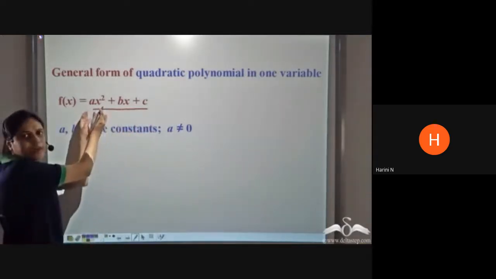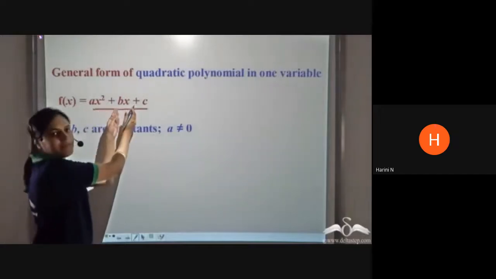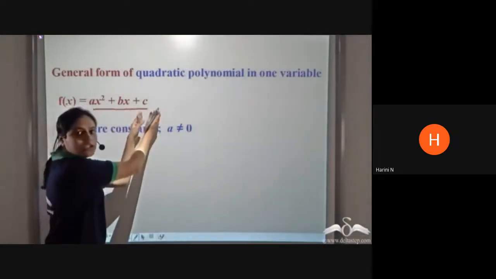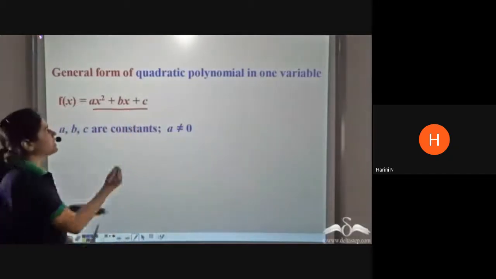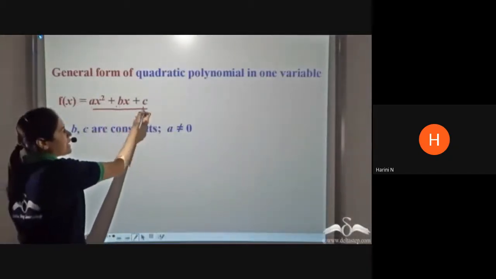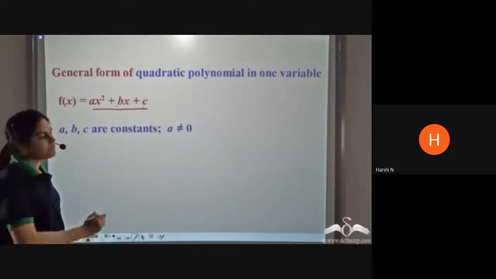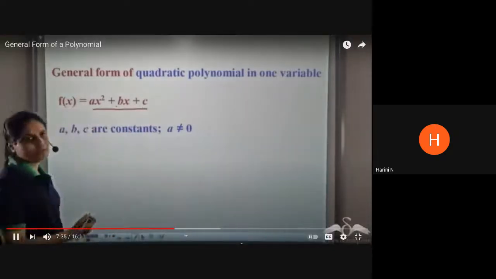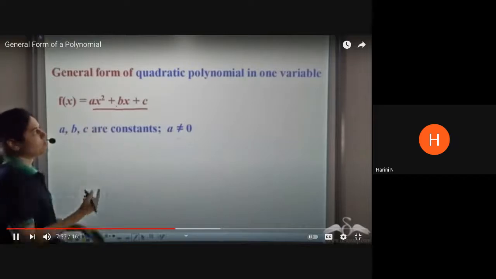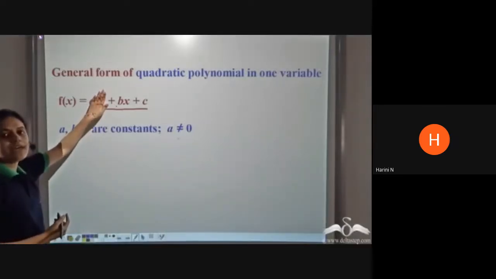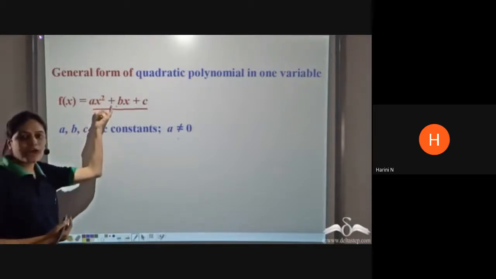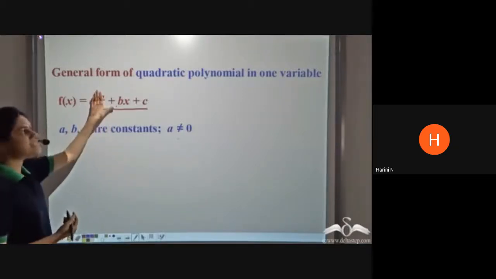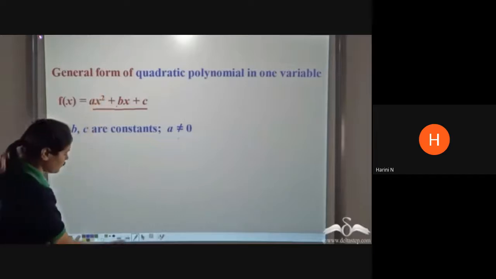So we have an x square term, we have a term with x, and we have a constant term. This is the general form of a quadratic polynomial. A, b, and c are the constants, and a cannot be 0, because if a is 0, then this will no longer be a quadratic polynomial, because the coefficient of x square will become 0 and this term will vanish.